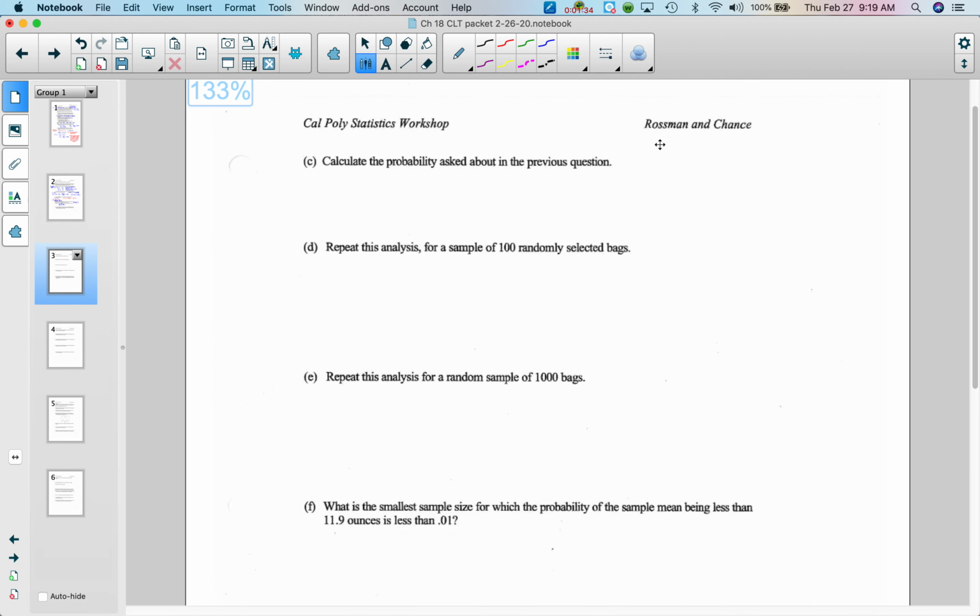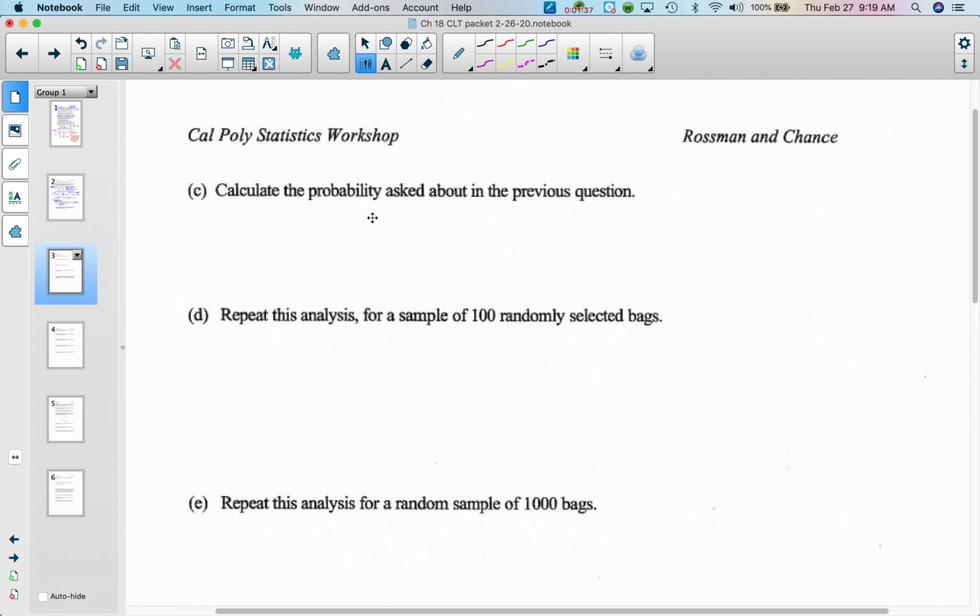Then for this next part, calculate the probability asked about in the previous question. So the previous question was involving a sampling distribution of the sample mean because it is involving a sample, I think we said 10 bags. So we had a sample size, N was 10. So you're going to need to know that. And then also when you use your symbol, we're looking at the probability. Now it's not a single bag anymore. It's an average of our sample of 10 bags. So the correct symbol is to use X bar is less than 11.9.